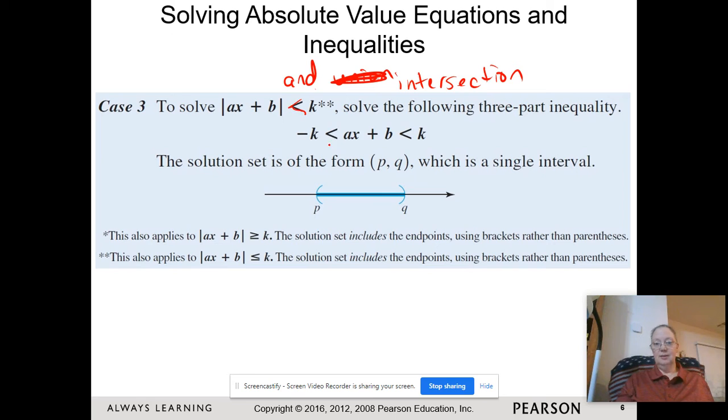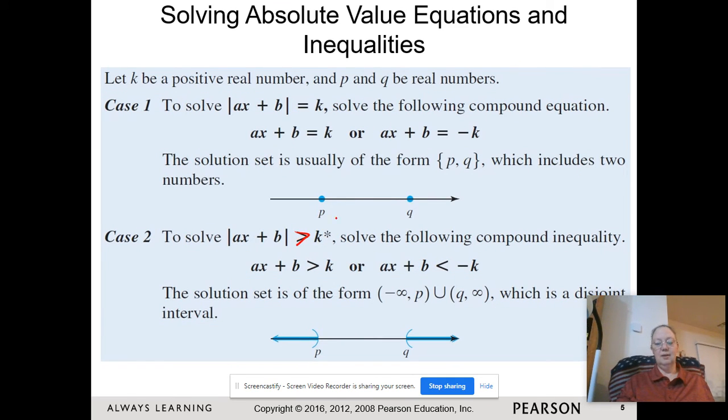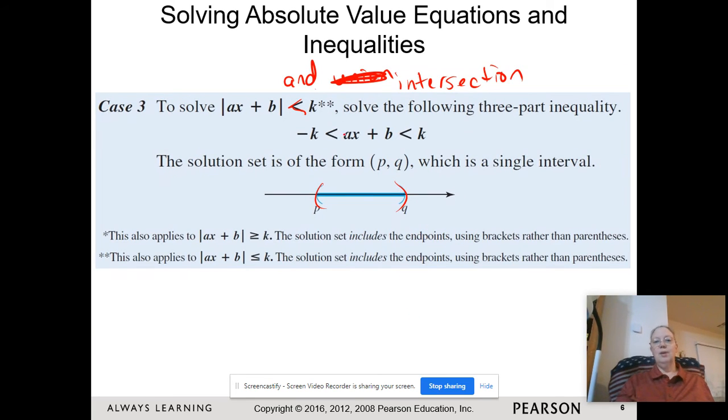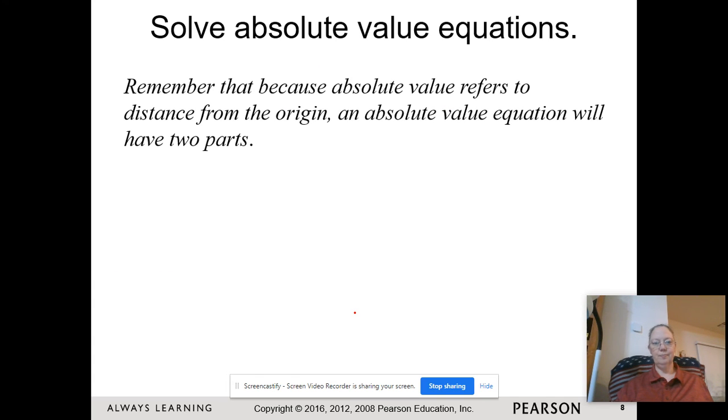When we do less than, it's going to be between those two numbers. And when we do greater than, it's going to be the union. Either way you look at it, we have to have a positive k and we have to have a negative k. When it's less than, we just stick whatever the absolute value is in the middle.